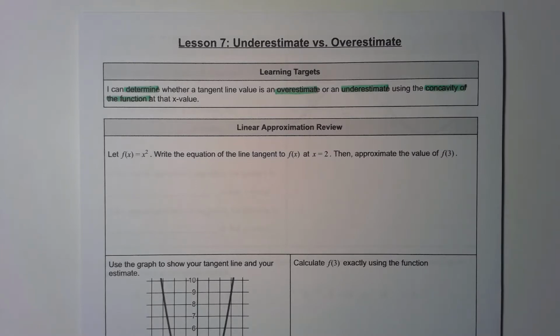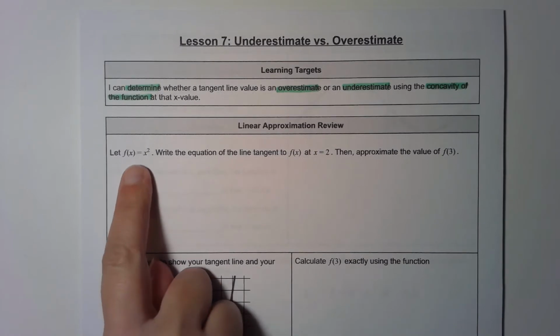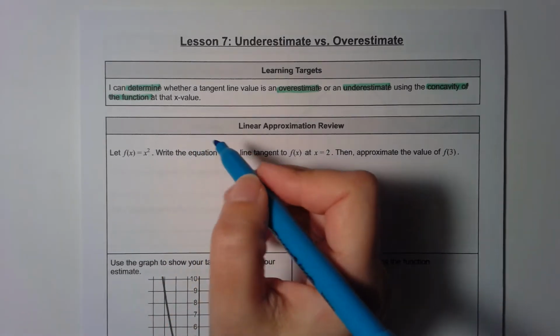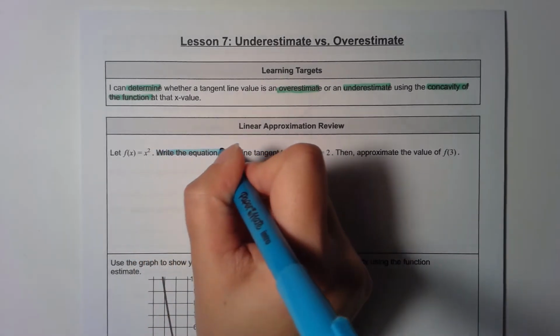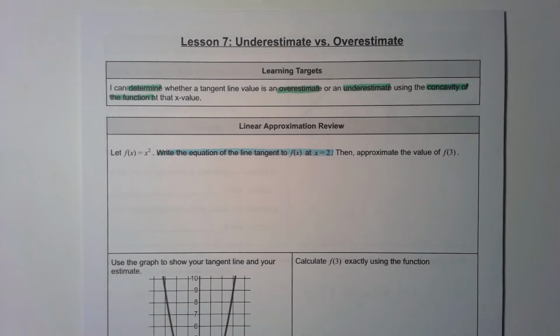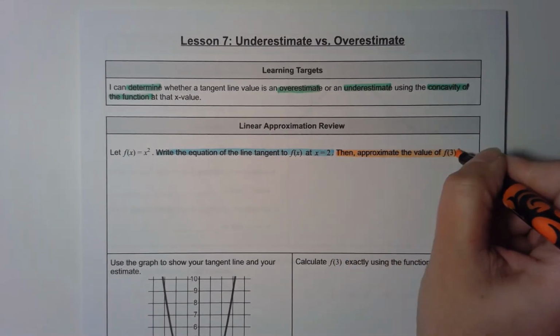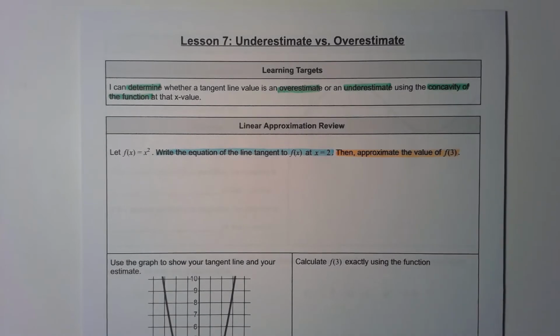What we learned in the previous lesson was that if we have a function, let f of x equal x squared, we can do a couple different things. What we're going to do is write the equation of the line that is tangent at x equals 2, and then approximate the value of f of 3. So let's go ahead and try that.